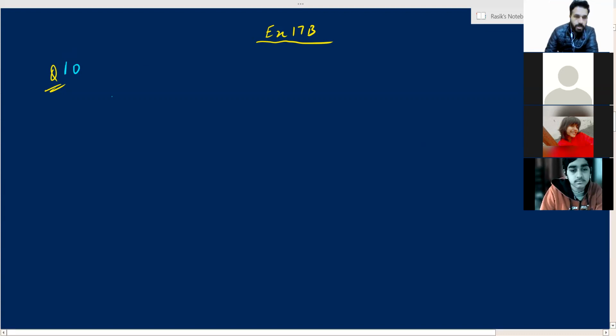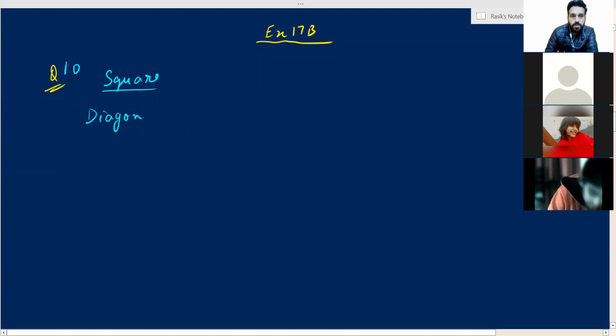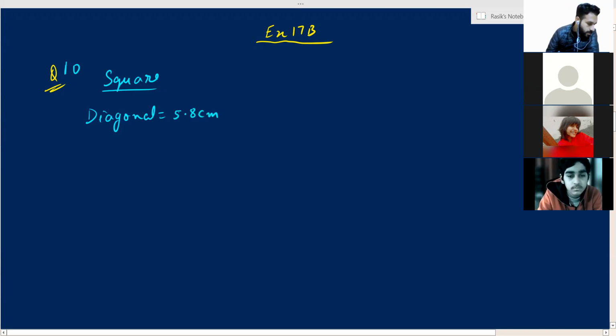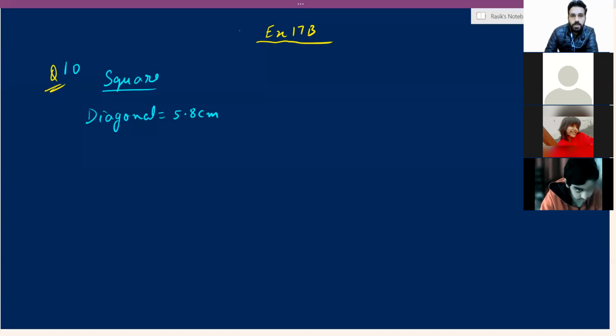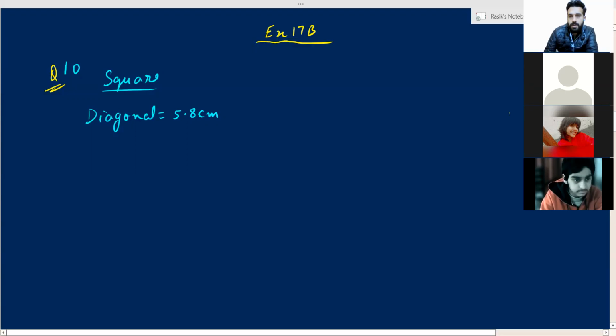So in question 10, we have to construct a square given its diagonal. First of all, name the figure. And then the diagonal of a square is given, sorry, not 6.4, 5.8 centimeters. Construct a square, each of whose diagonals measure 5.8 centimeters. Okay. So let's draw the rough figure.